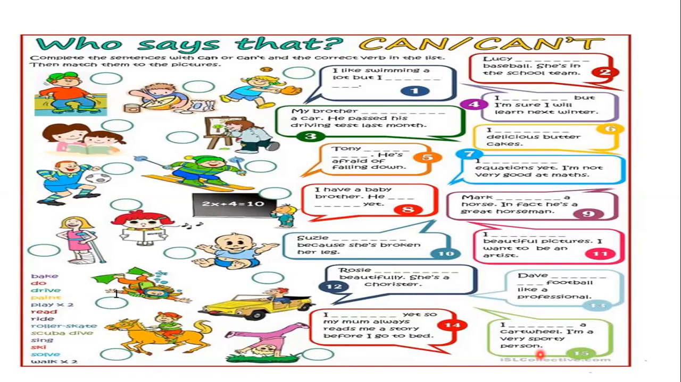Number 15. I'm a very sporty person. Maybe I'm talking about this because he's doing a cartwheel, right? So, can or can't? Can, yes, affirmative. I can do a cartwheel. I'm a very sporty person. Excellent, very good. You did a great job identifying the picture, identifying the verb, and identifying the right form of can or can't.